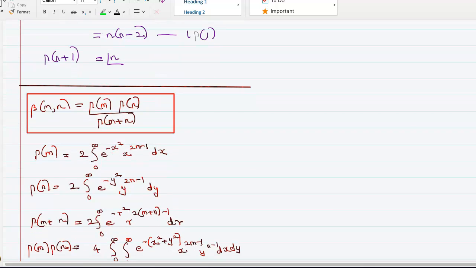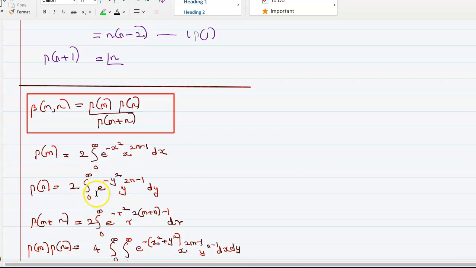Then beta mn is gamma m into gamma n by gamma m plus n. What is gamma m? You can write it as twice integral 0 to infinity e raised to minus x squared, x raised to 2m minus 1 dx. Now what does this do? This relation gives you a connection between the beta function and the gamma function.